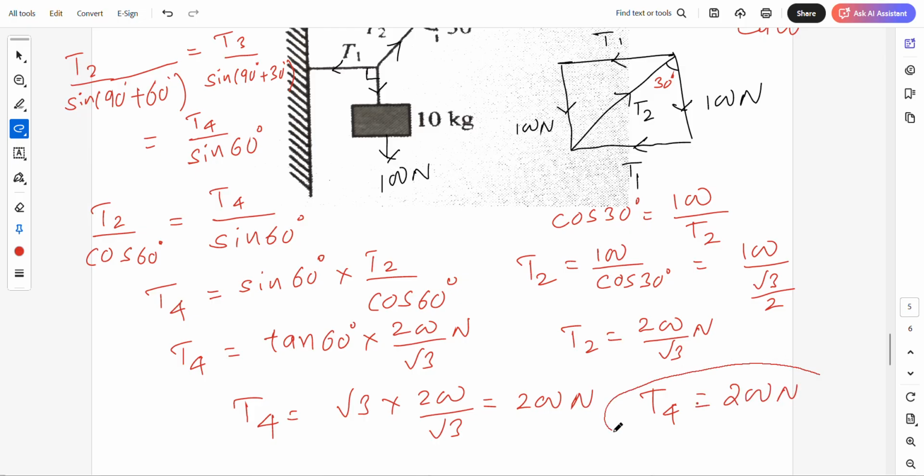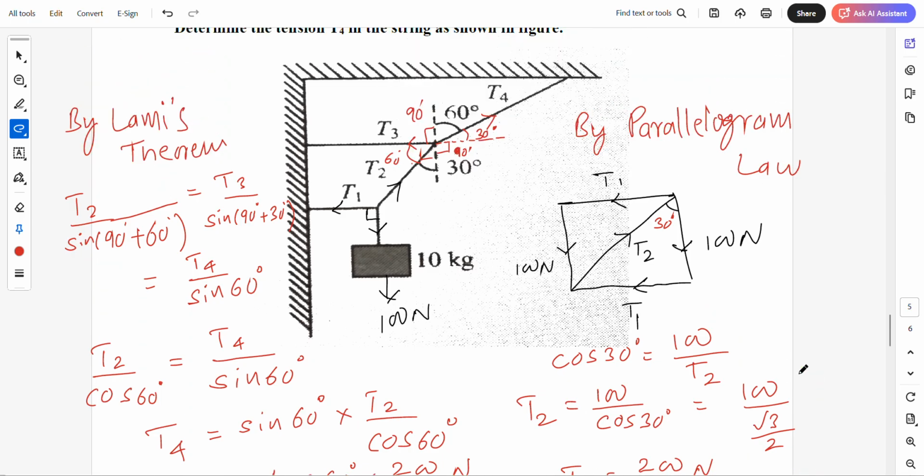Hope you have understood this T4. Because this is a complicated problem, to make this simple, we have to use first parallelogram law, because these two forces are perpendicular. Calculate T2. Once you calculate T2, it is easy to calculate either T3 or T4. Now we have to use Lami's theorem. Here you have to be careful while writing the angles. T2 divided by sine of 90 plus 60. For T3, 90 plus 30 degree. And for T4, the angle is 60 degree. That I have written here.